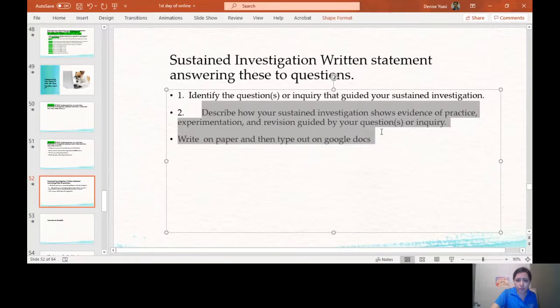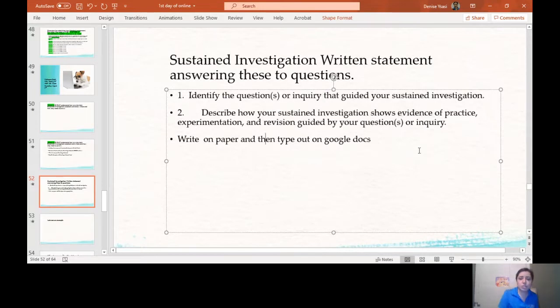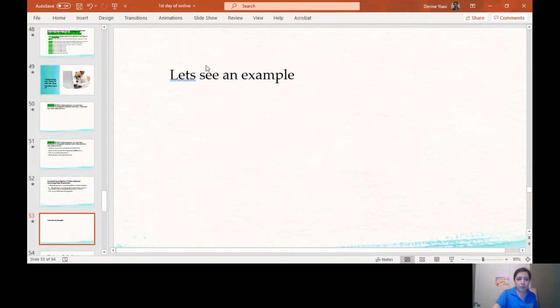So two, we also need to answer this question. Describe how your sustained investigation shows evidence, guys, that's a really, really important one, evidence of practice, experimentation, and revision guided by your questions or inquiry. If it helps, write it down on a paper and then type it out on Google Docs. If not, you can just type it out on Google Docs, but if you prefer, write it down on paper first. So what we're going to do is we're going to see an example.